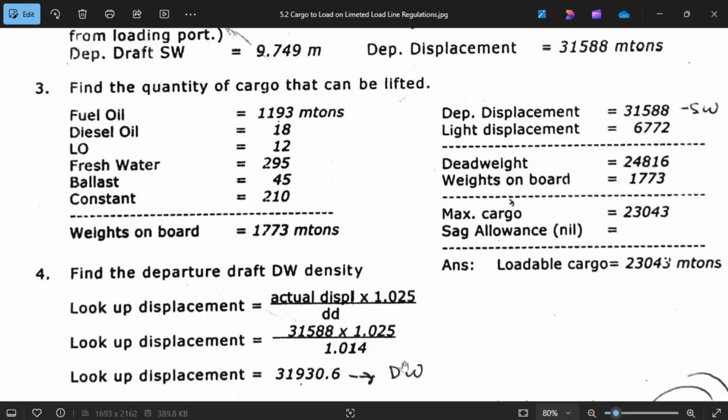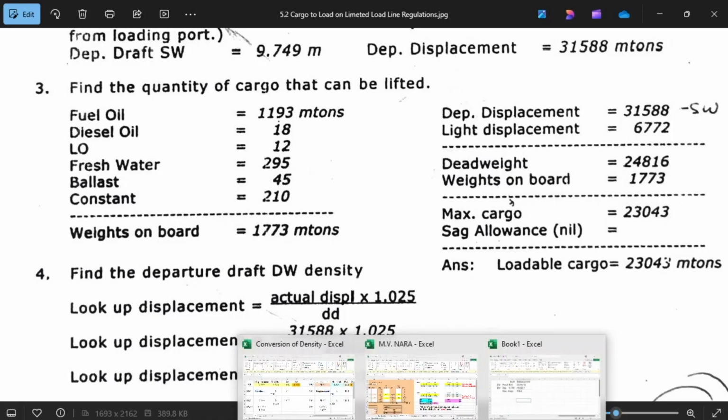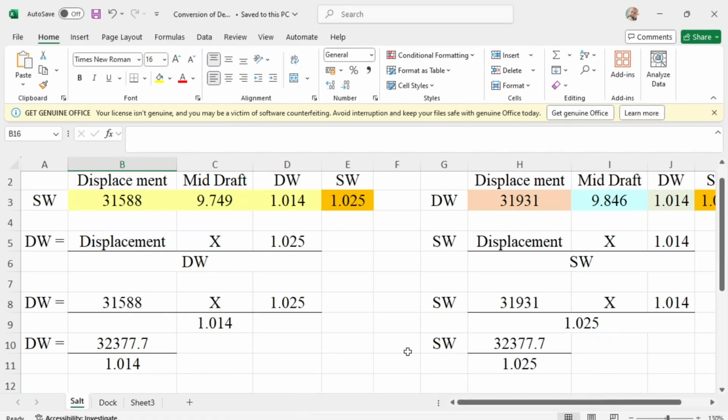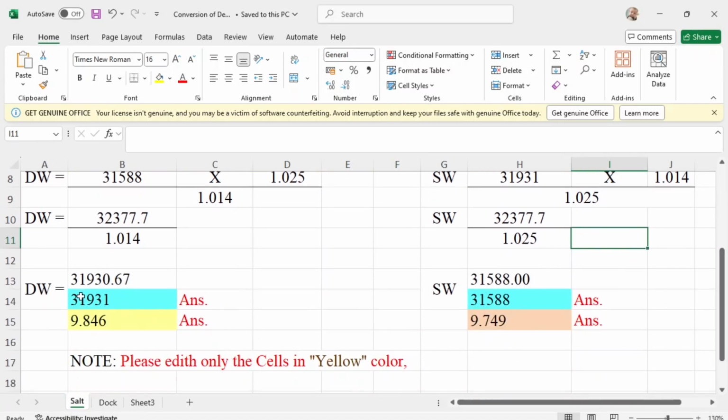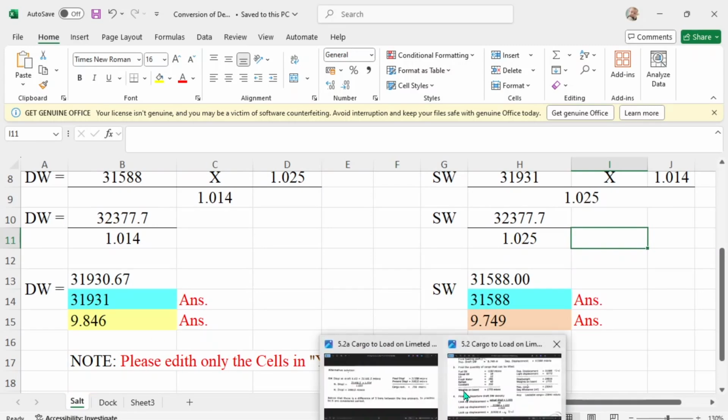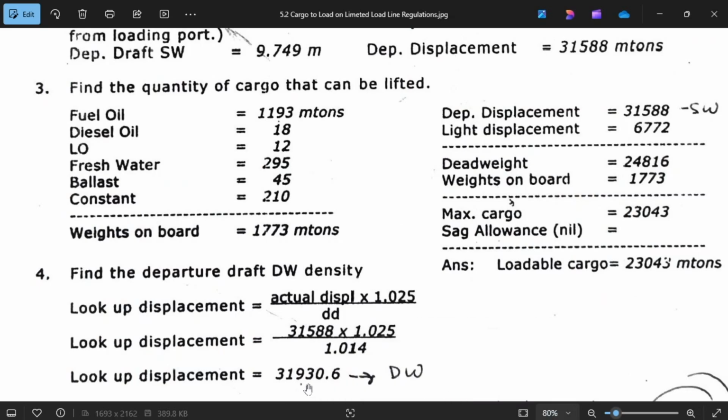Your dock water density of 1.014, this displacement will be 31930.6. Okay, I checked, and the answer on the problem will be 3190.67. I have here 67, and he has 3190.6. So it's almost the same.